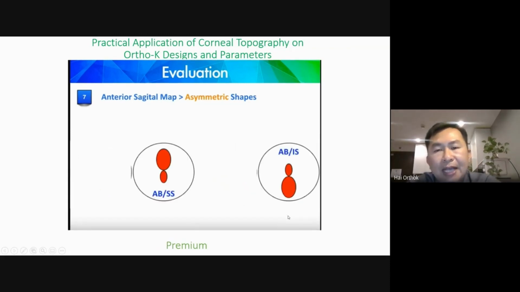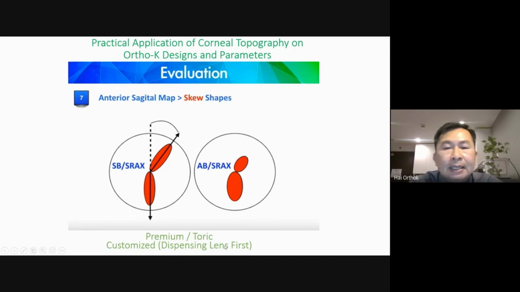Similarly, if you have an asymmetric shape of the toricity, which is an asymmetric bow tie superior steep and an asymmetric bow tie inferior steep, you definitely need a premium lens in order to center this cornea. And more complicated, if you see a symmetric bow tie skew or asymmetric bow tie skew, this picture right here, you might need the premium lens or the toric lens to center the eye.